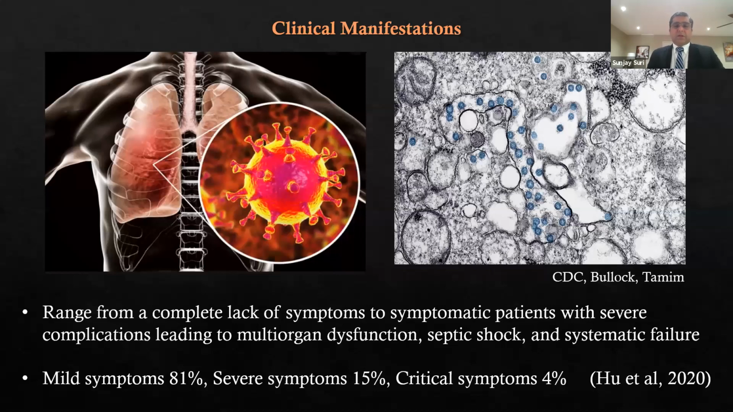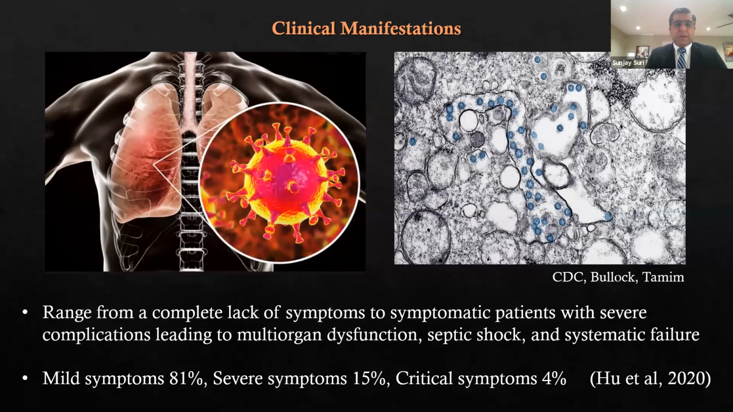When you look at some studies, and this is an earlier one, but this came from China and had a good large sample size of almost 100,000 people. I think it was 80,000 people or so. What they found was that people with mild symptoms were about 81%, and people with severe symptoms were about 15%. And those that had critical symptoms that needed ventilation life support was about 4%.